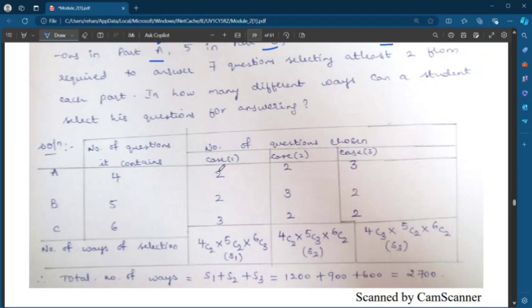Number of questions chosen: case 1, case 2, case 3. So see here what I'm doing. First, all should be 2, right? All will be 2, but 1 will be more. Total should be 7, right? Total number of things should be 7. So I'll take case 3, part C, 1 extra. In this, I'll take part B, 1 extra. In this, part A, I'll take 1 extra. Here part A I'm taking extra, here part B I'm taking extra, and here part C I'm taking extra.